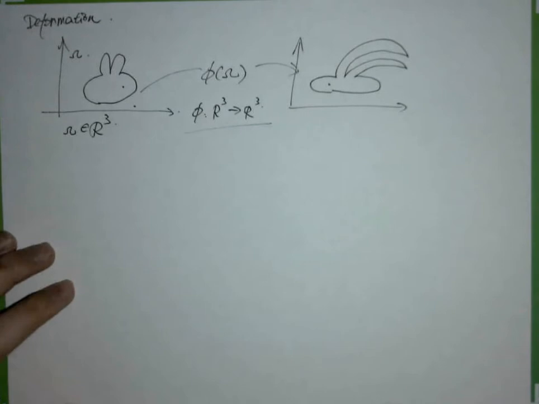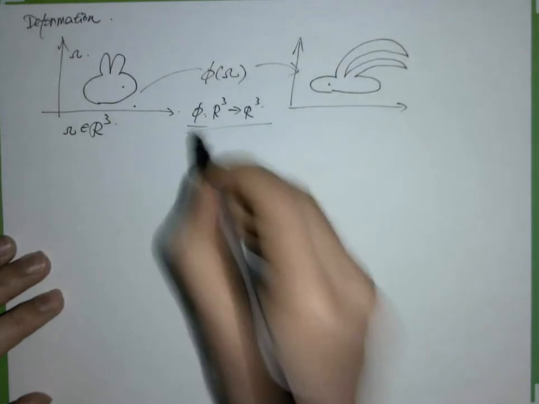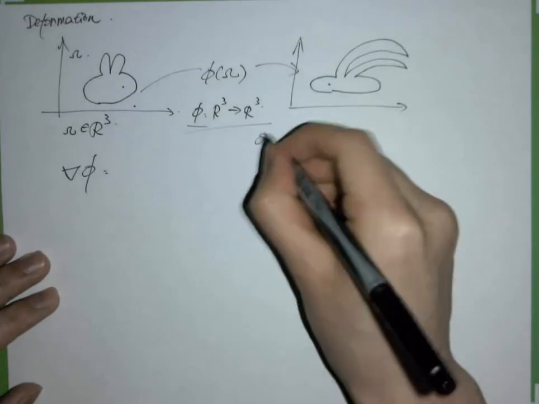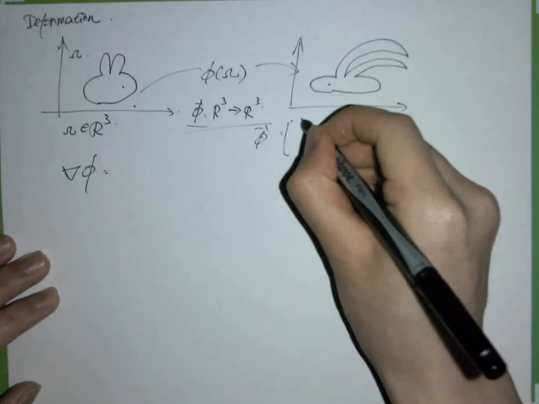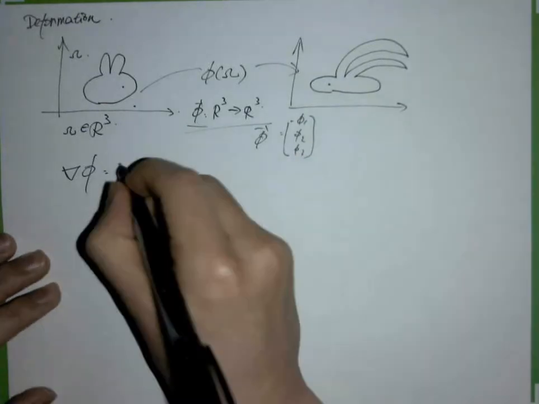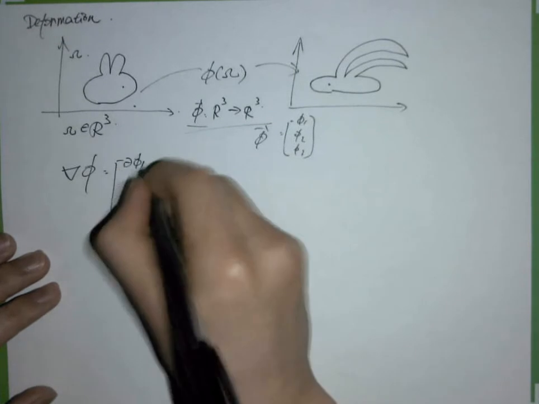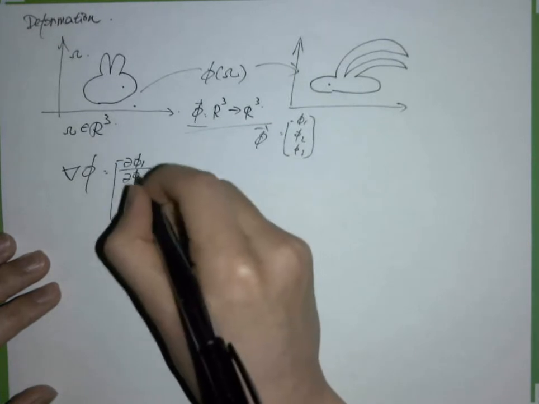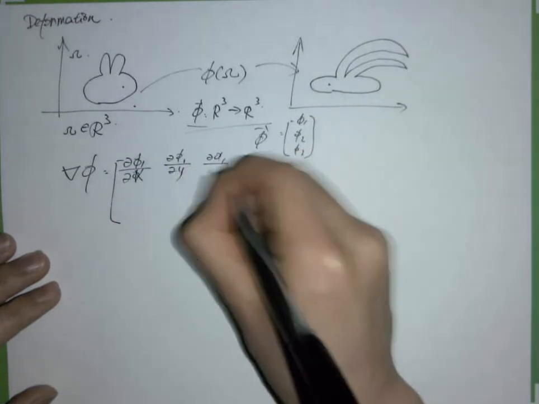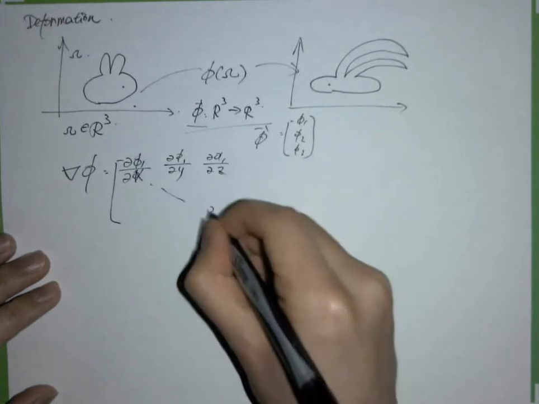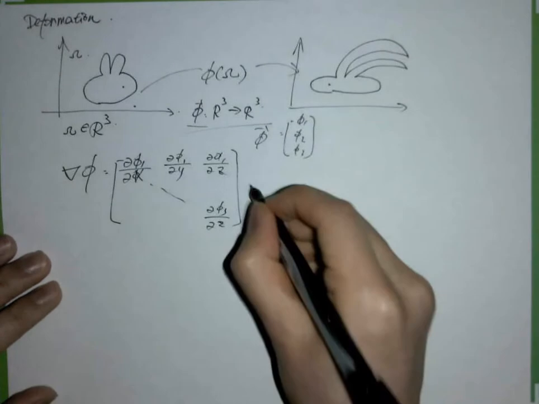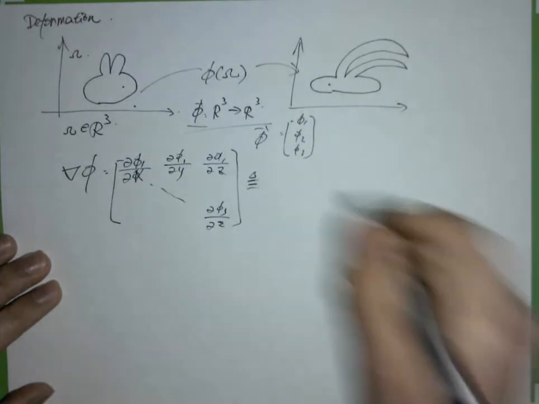So let's define the Jacobian of the phi function. If phi is an R3 to R3 map, phi can be written as phi1, phi2, and phi3. So the Jacobian of it will be partial phi1 partial x, partial phi1 partial y, partial phi1 partial z, down to partial phi3 partial z. And we define this as my deformation gradient F.